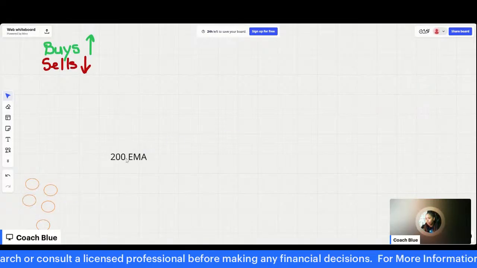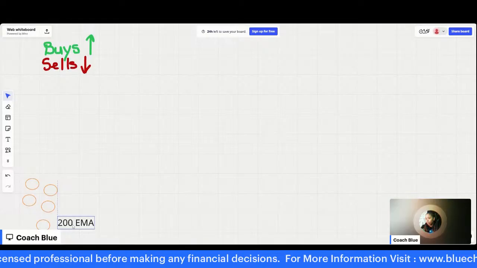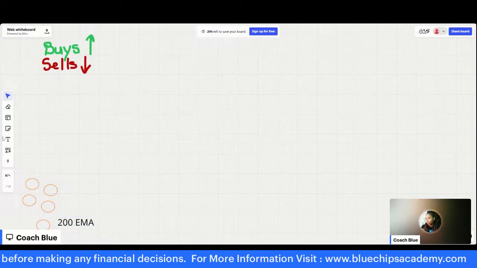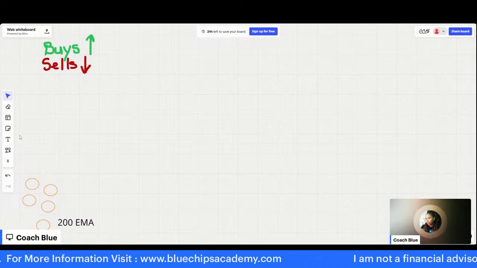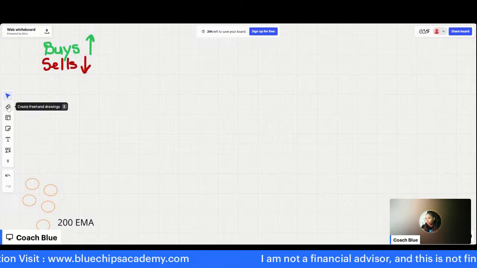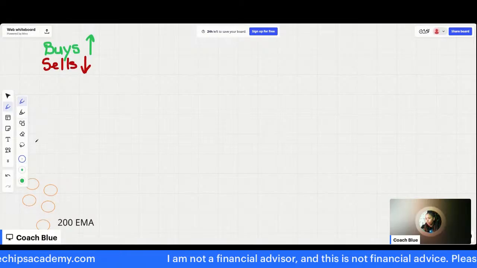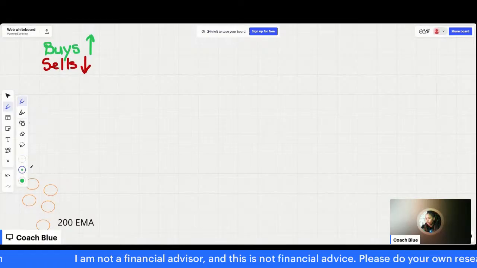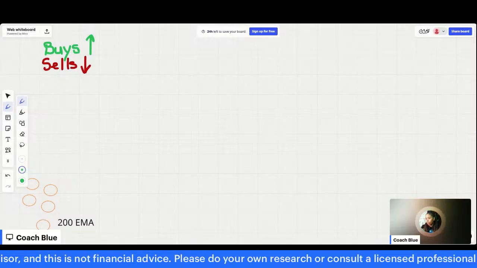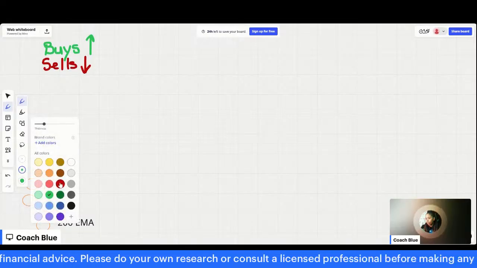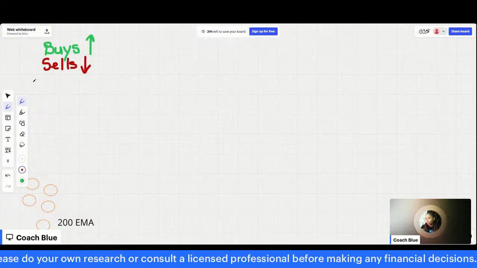All right, so let's go ahead and draw the 200 EMA again, but this time the direction of the 200 EMA is going to be based on a downtrend. Okay, so what we just saw was an uptrend, so that means we look for buys. Now we're going to look at a downtrend, so we look for sales.